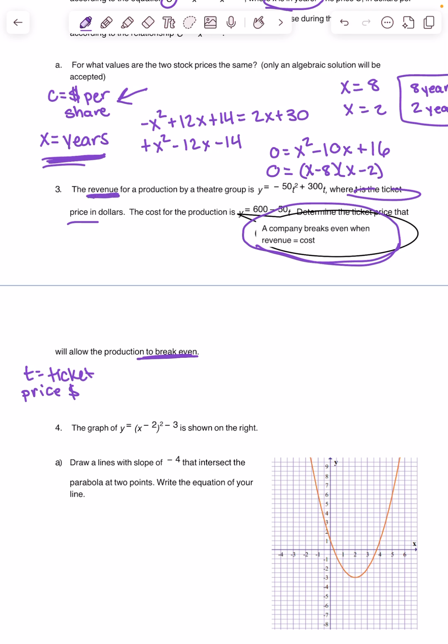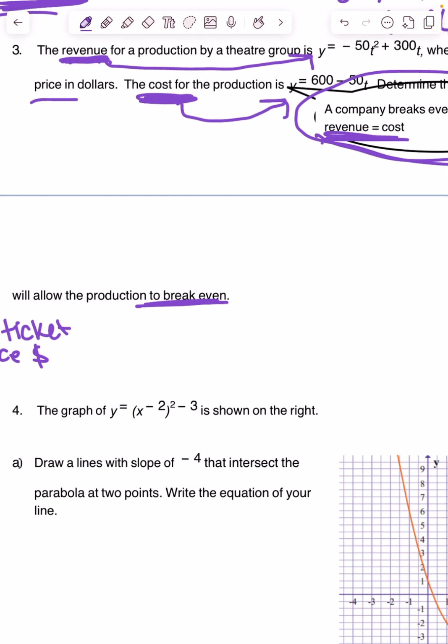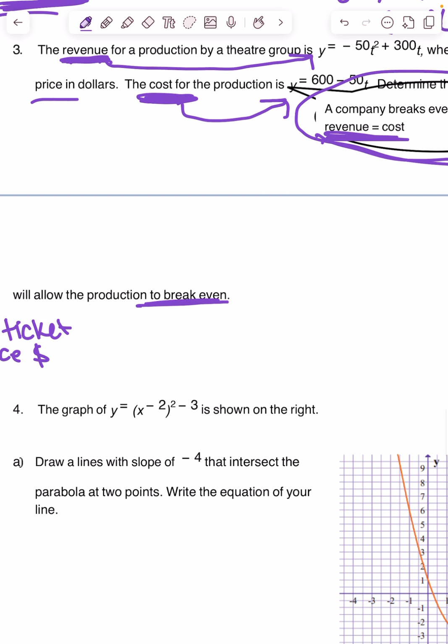So we just saw that revenue is given by this equation here, and cost is given by that equation right there. Okay, so if we want our revenue to equal our cost, we set these two equations equal to each other. Negative 50 t squared plus 300 t is equal to 600 minus 50 t.